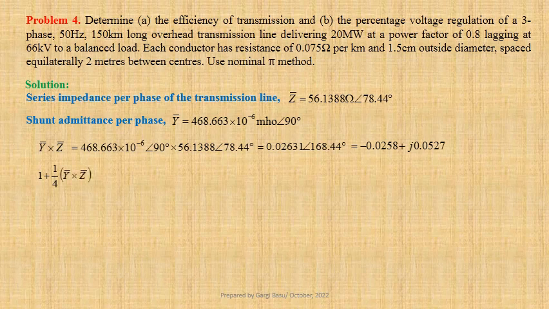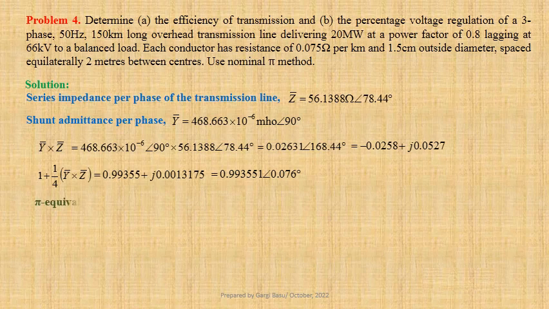1/4 of YZ, that is equal to 0.99355 + j0.0013175. This may be written in polar form as 0.99351 ∠0.076°.